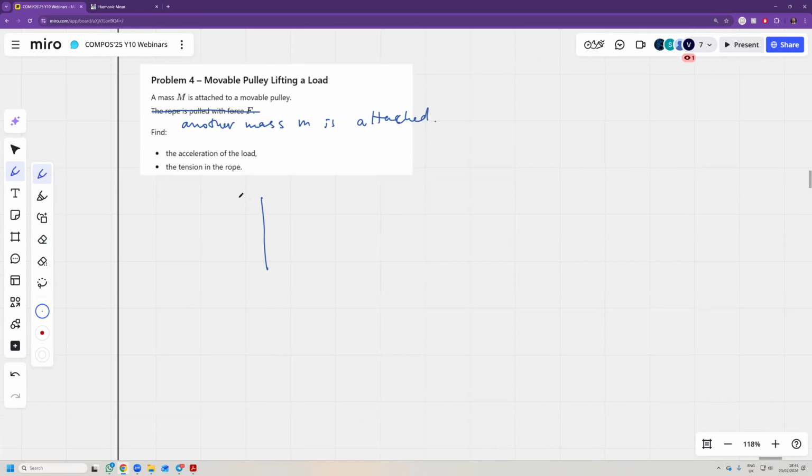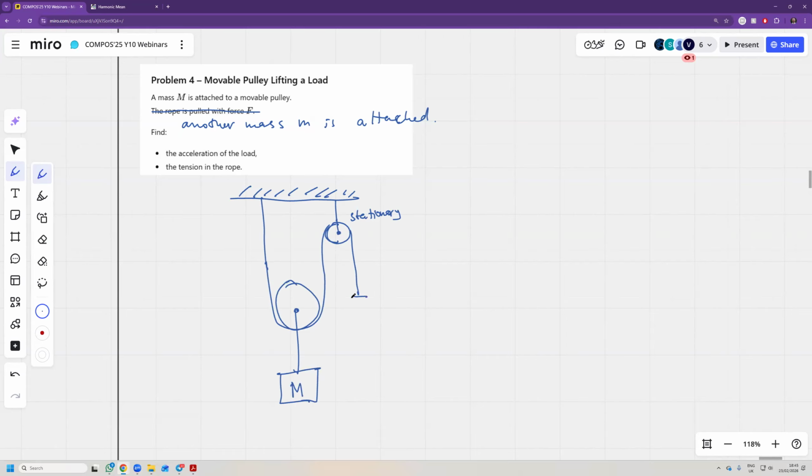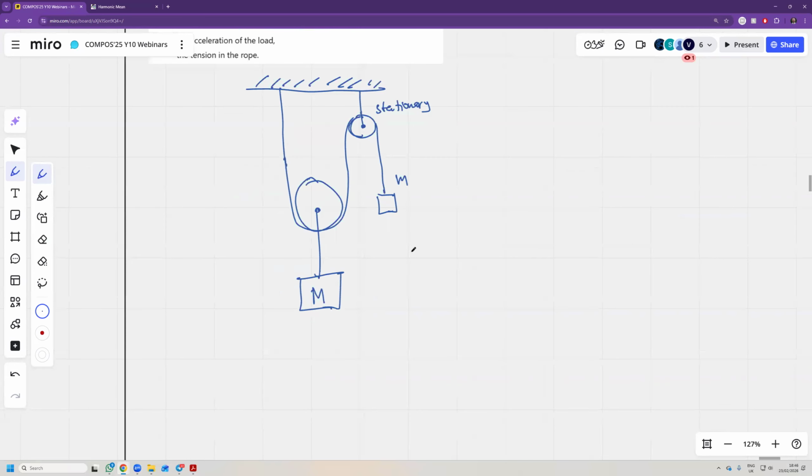So what do we mean by that? Well, if this is the ceiling, then this is a stationary pulley. And then this is a movable pulley. So mass M, big M, is attached to a movable pulley. And there is a small mass attached to the rope. Right. So now we do have a constraint.